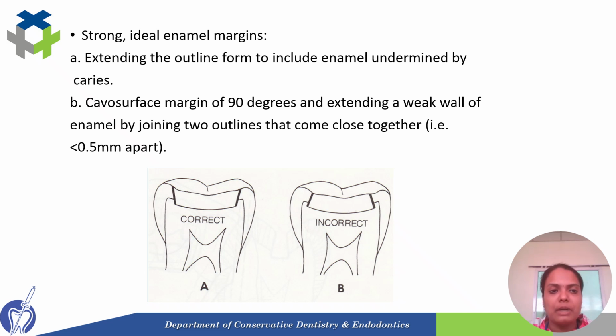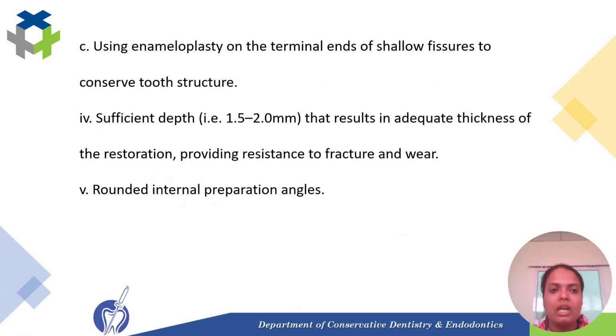A strong, ideal enamel margin should be established, that is, extending the outline form to include the enamel undermined by caries. Cavosurface margin of 90°, and extending a weak wall of enamel by joining two outlines that come close together, that is, within 0.5 millimeter apart. Using enameloplasty on the terminal ends of shallow fissures to conserve tooth structure. Sufficient depth of 1.5 to 2 mm is necessary for adequate thickness of the restoration, providing resistance to fracture and wear.